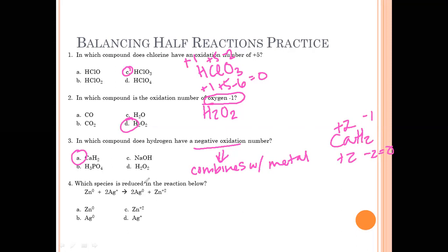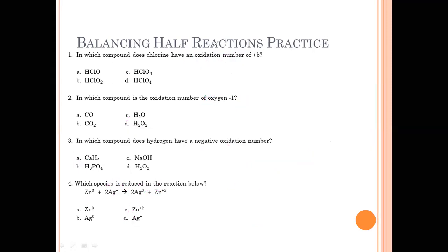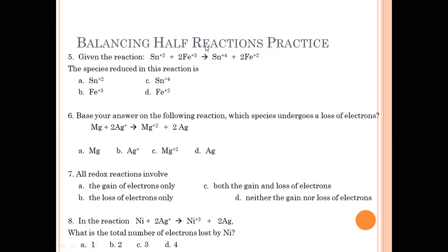Okay, number 4, which species is reduced? Reduced means the charge goes down. So looking left to right, whose charge goes down? These are not going to be your answers. It was Ag+, because it went from +1 to 0. Okay, next one. Number 5, the species reduced in this reaction is, it's always going to be on the left-hand side. So Sn goes from +2 to +4, so that got oxidized. Fe went from +3 to +2, so that one got reduced. So it's Fe +3 that got reduced.